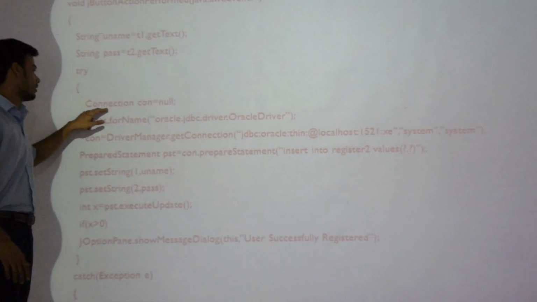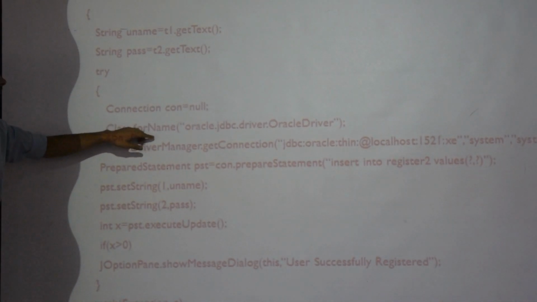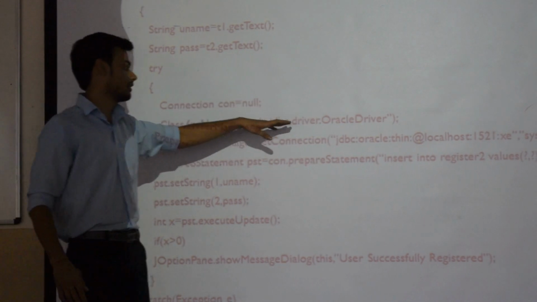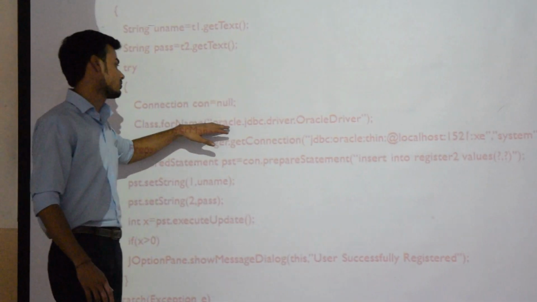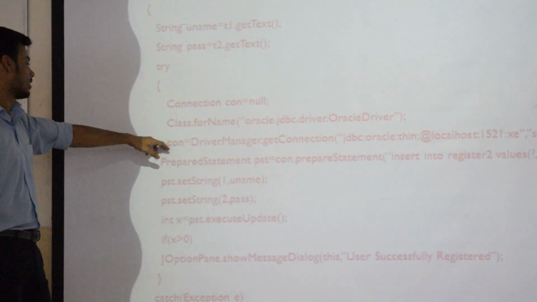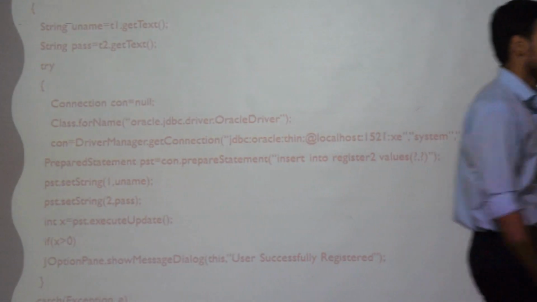In try we will write Connection con equals null. Class.forName is a function in which we pass the driver we are using. The driver we are using is oracle.jdbc.driver.OracleDriver. Then con equals DriverManager.getConnection. Now getConnection.